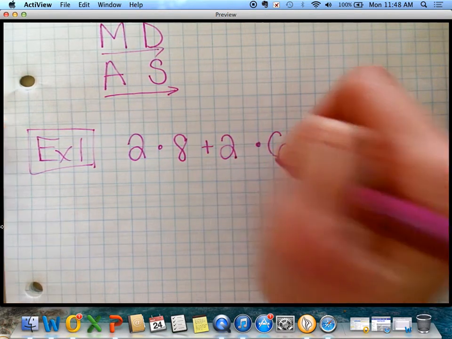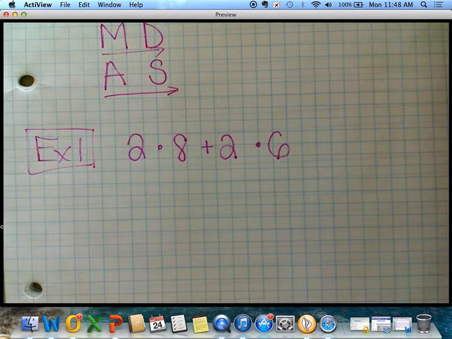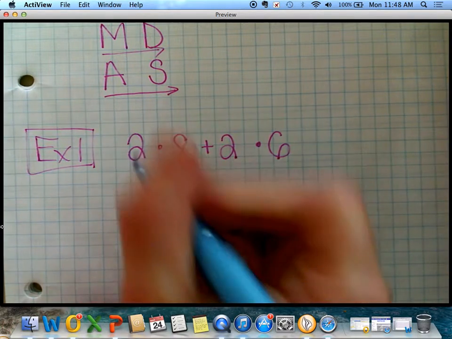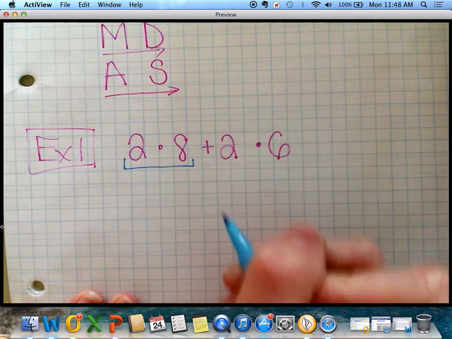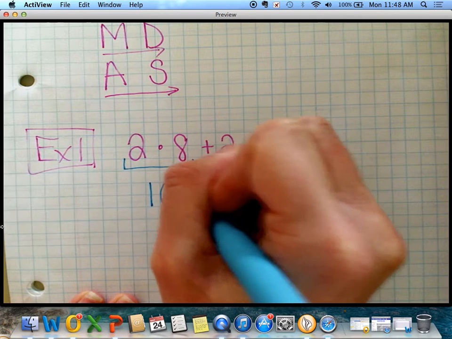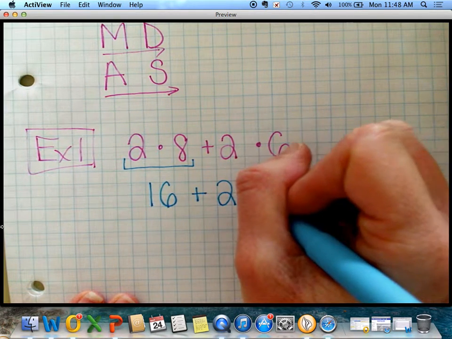How would I read this? 2 times 8 plus 2 times 6. Now, according to my order of operations, where do I start? You start with the 2 times 8 because it's multiplication. So I have 2 times 8, which is, everyone? 16. I'm going to bring everything down that does not change.